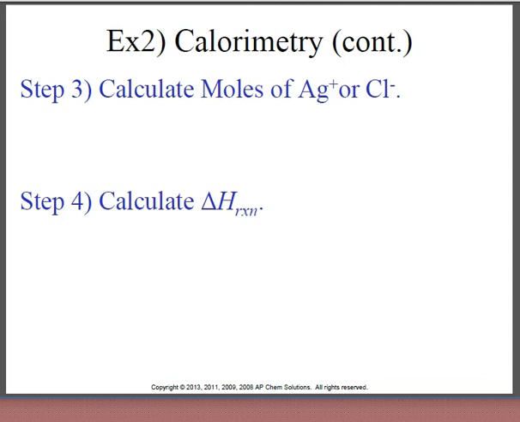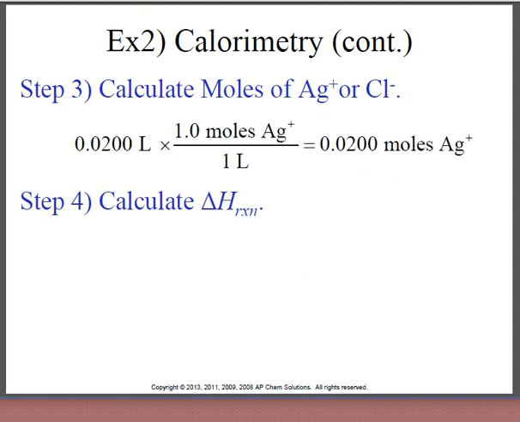Now to calculate delta H, remember, is the heat per mole. So in order to find delta H, we need to know Q, and then we need to know the moles. So the first thing we want to do is find the moles of either of our reactants. The reason that we can use either of them is because they were in equal amounts, if you'll recall. We had 20 milliliters of both, and they were at the same concentration. So we'll use that to find our moles.